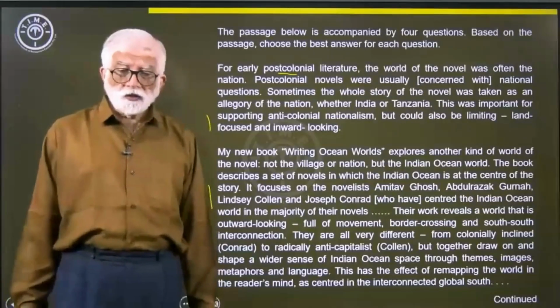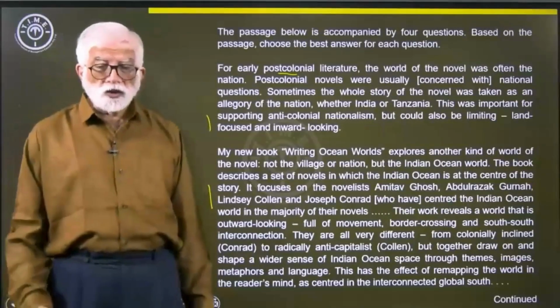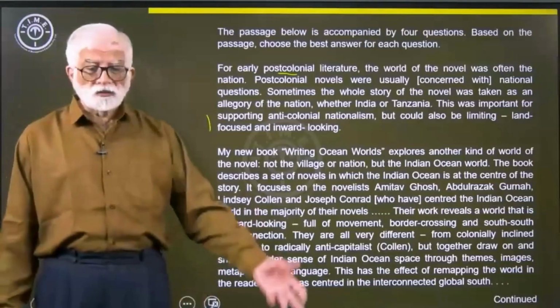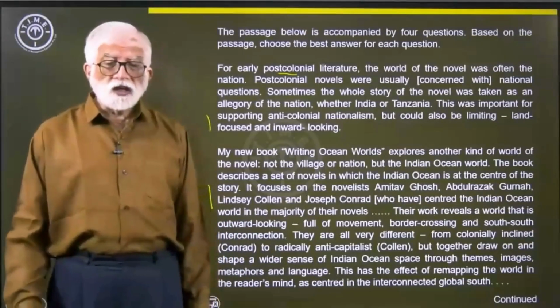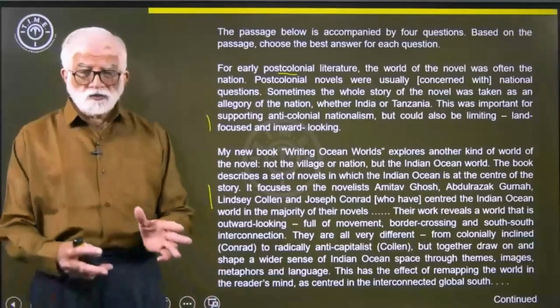They are all very different. From colonially inclined Conrad, because Conrad was in some sense a person who believed that there was value in colonies, to radically anti-capitalist Collen. So that means you have a range of people here.